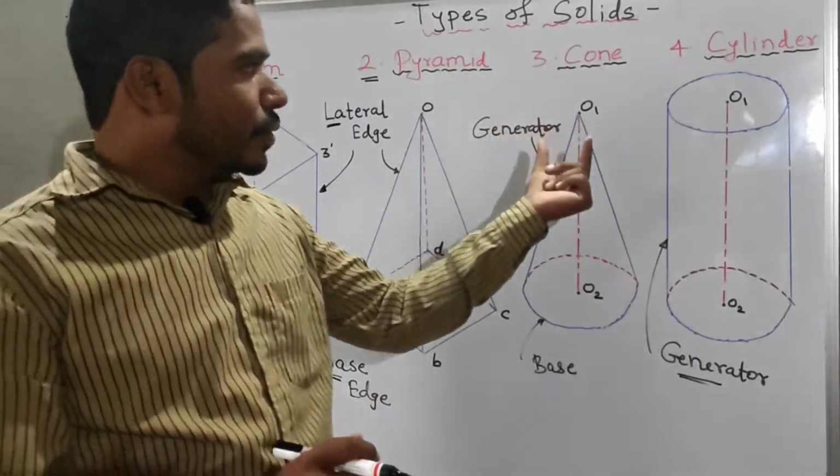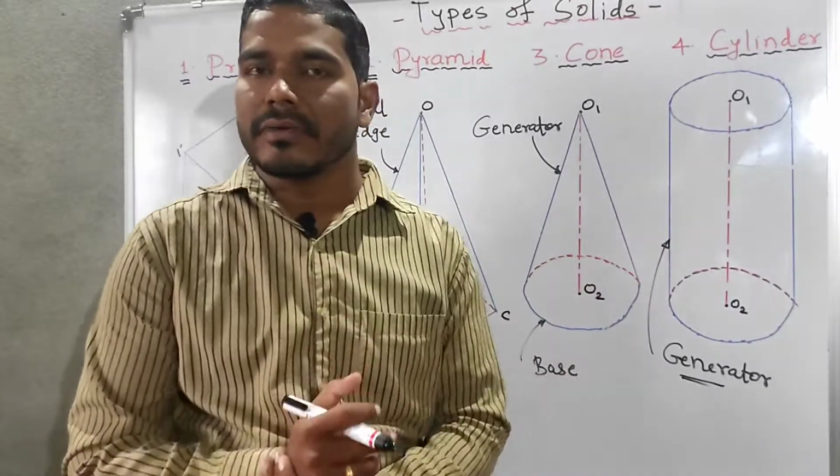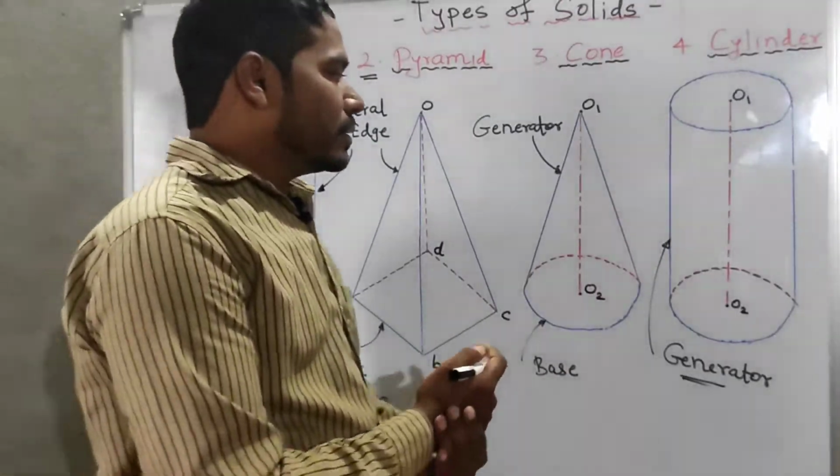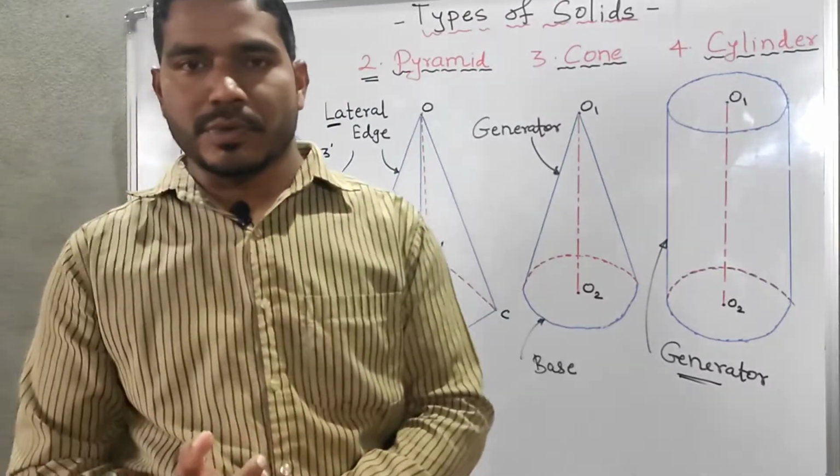And we have seen cone and cylinder. In case of the cone and cylinder, they don't have flat surfaces, they have curved surfaces. Okay, so that's all about this.